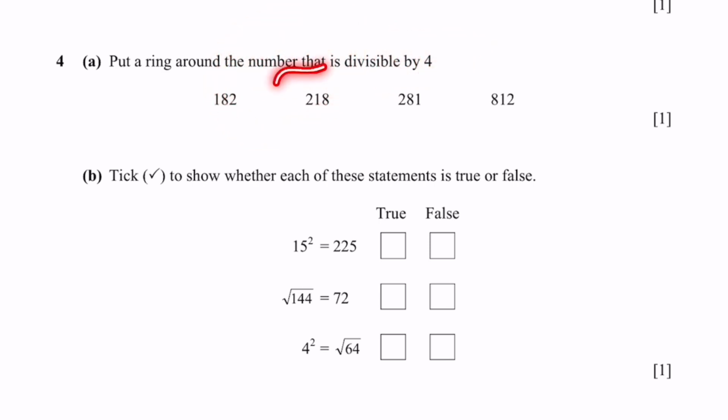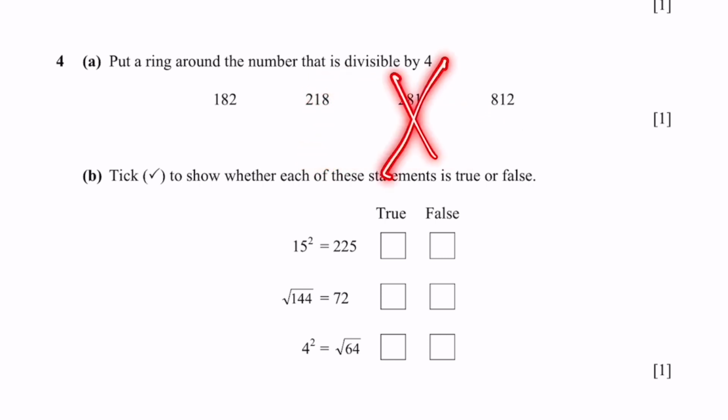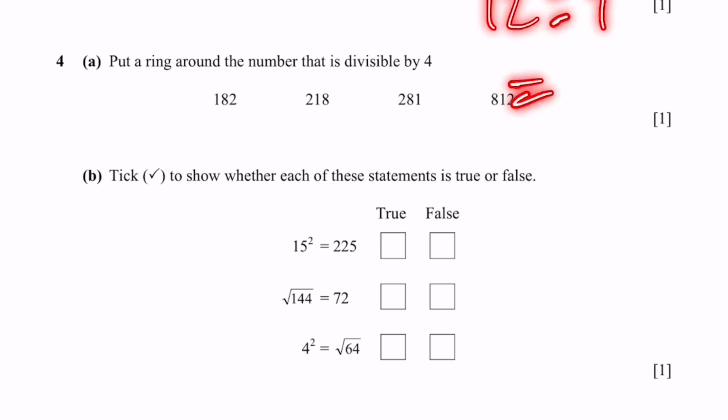Now same thing for 218. When we divide this 18, last 2 digits, by 4, we get 4.5, which is not an integer. This one we know it's not correct. Now 812. When we take the 12 here and divide by 4, we get 3, which is an integer. Therefore, the answer is 812.